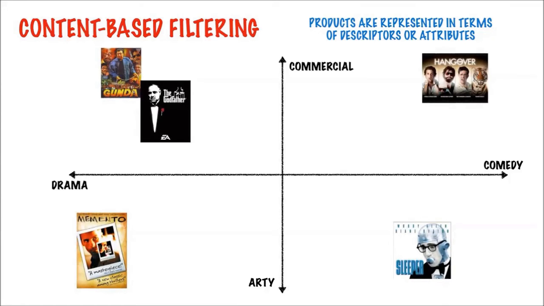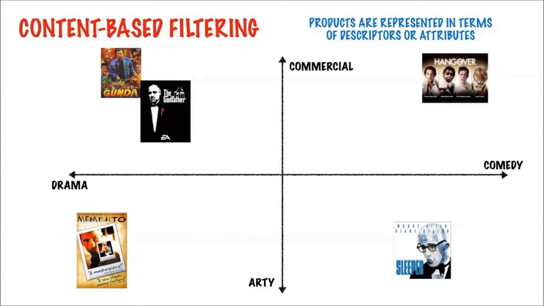So here we've done that. As you can see, we have The Hangover, which is a highly commercial, really big box office hit, which is a comedy. Then we have The Godfather and Gunda, again commercial and very dramatic movies. Memento, which is a dramatic but more of an indie film or an arty film. And Sleeper, a Woody Allen film, which is a comedy, which is again very different from The Hangover in that it is kind of quirky and a little more independent or arty.